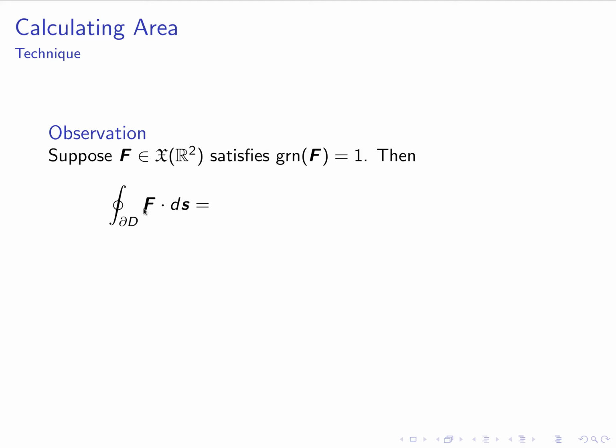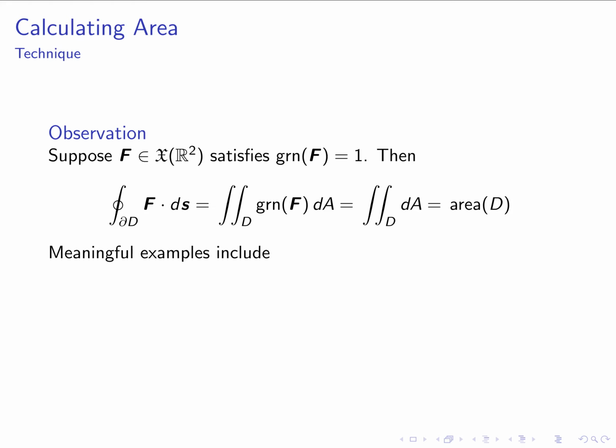Green's theorem says that the work done by this vector field along the boundary of any domain is the same thing as the double integral of the Green operator over the domain itself. Well, if the Green operator happens to equal 1, then this is simply the double integral of 1 over the region D, dA, and we know this double integral is actually the area of the domain. So the punchline is, if the Green operator equals 1, then the work done by the vector field along the boundary of the domain is actually the same thing as the area of the domain.